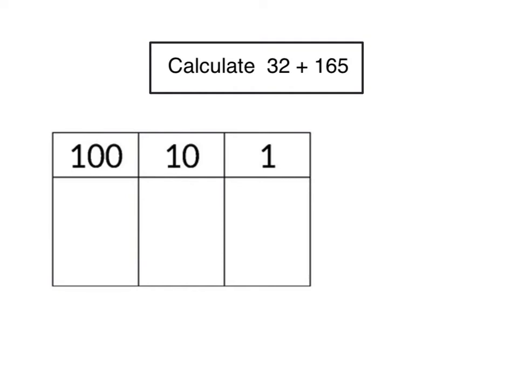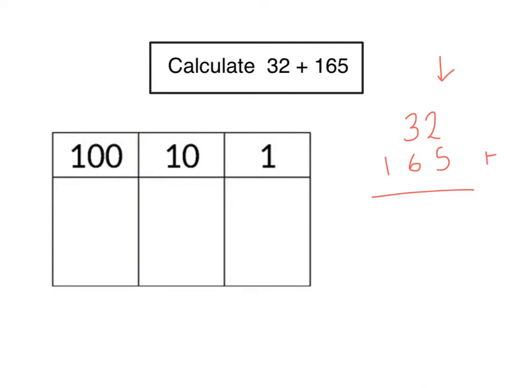32 add 165. I'm going to show you how to do this using place value, but also using the column method, which we should be quite confident with. Now we always start from the right hand side. This is because it's possible that these two numbers here might be more than 10, so I might have to add them into the tens column.